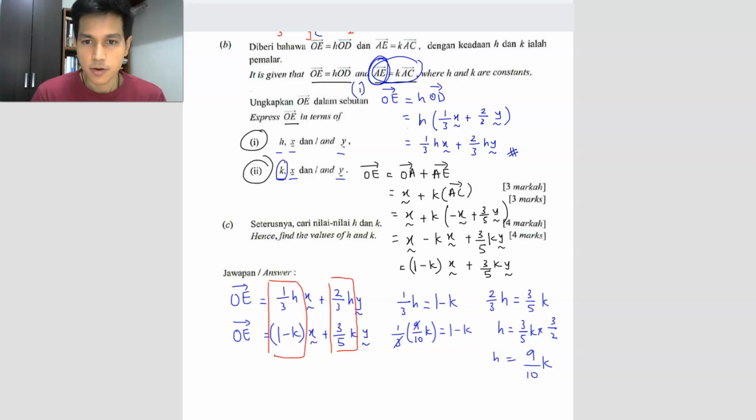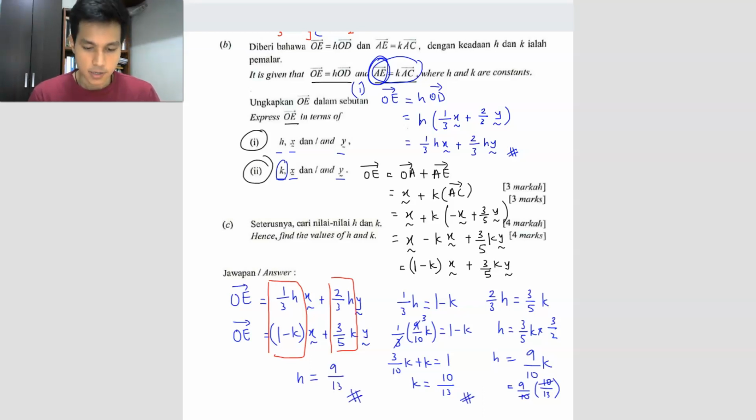So here you can simplify. So 3 over 10k plus k equals 1. So this one will give you 13 over 10, so k equals 10 over 13. Okay, you all can rearrange yourself. So in this case, I'm going to substitute here. So 9 over 10 times k, which is 10 over 13. So your answer for the h value will give you 9 over 13. So this is your answer for h and k.